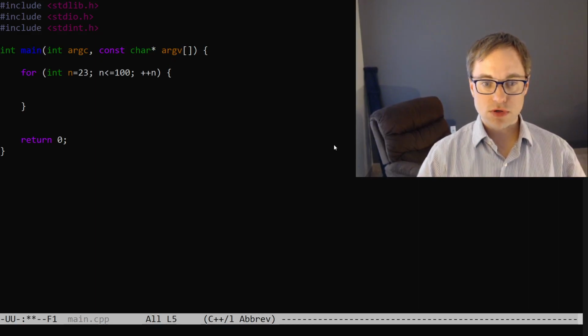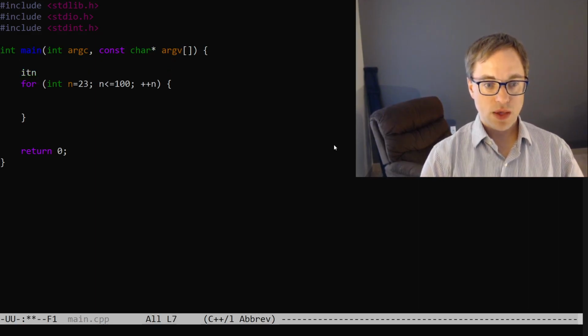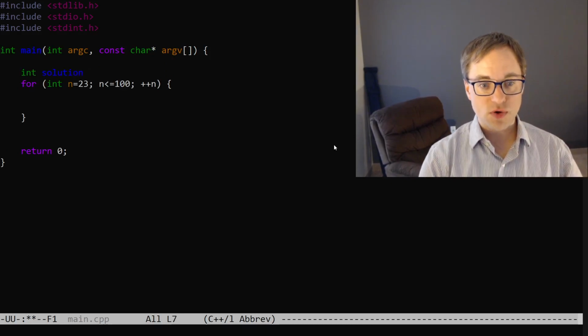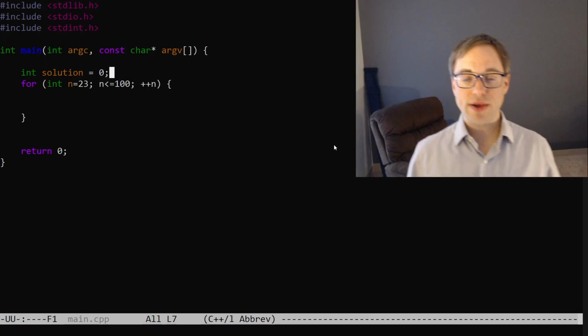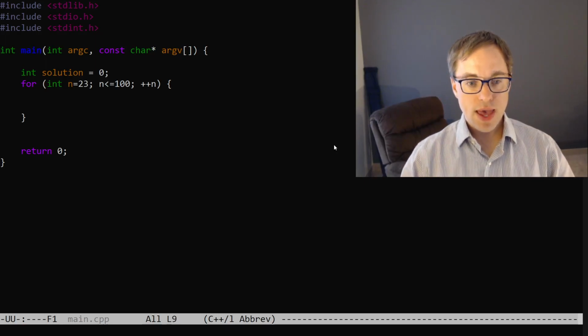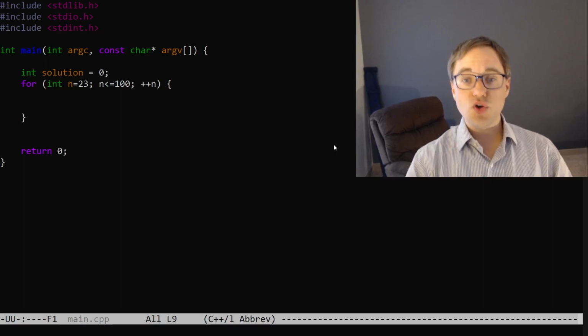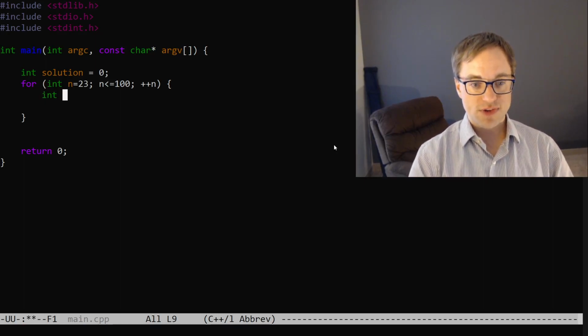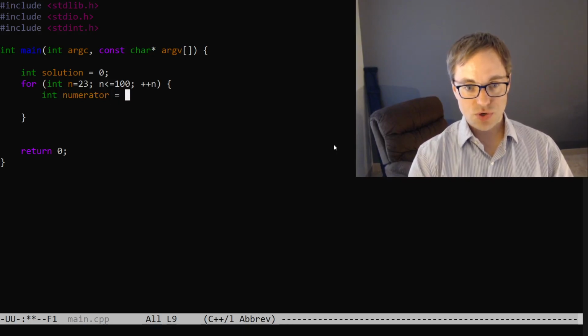Let's remember to keep track of our solution. So this is going to be the total number of coefficients greater than 1 million. Okay, and we're going to need our numerator and denominator. So we'll say int numerator is equal to n, and denominator is equal to 1.